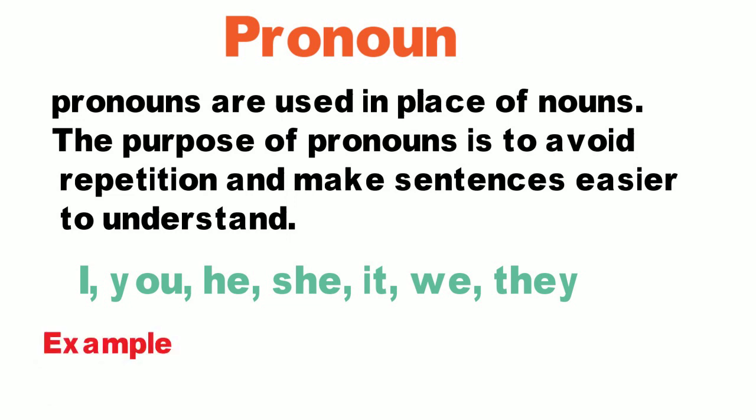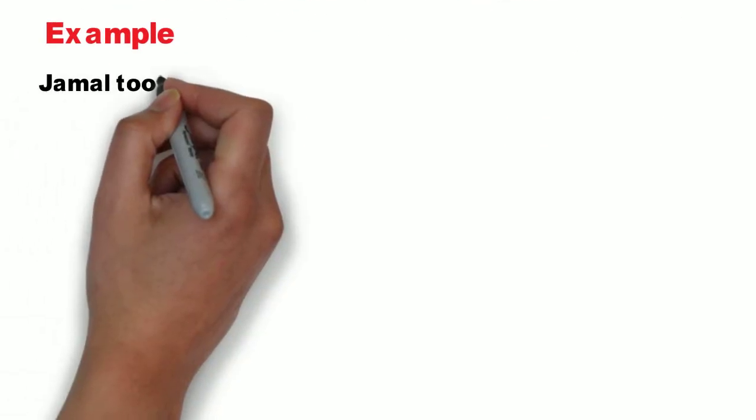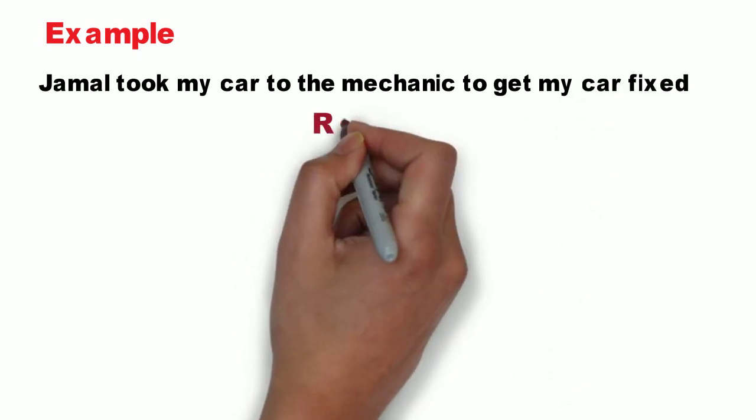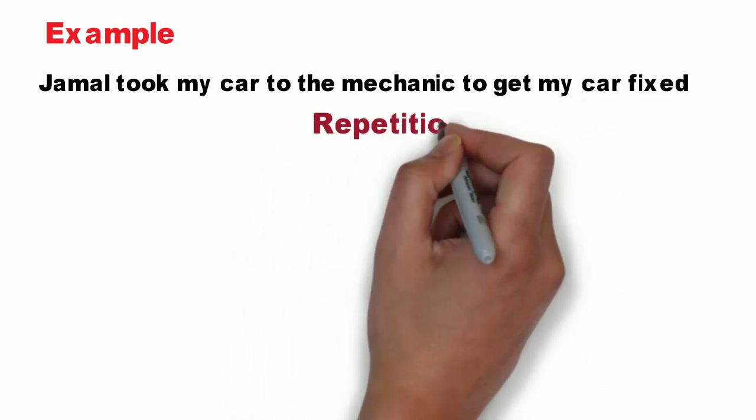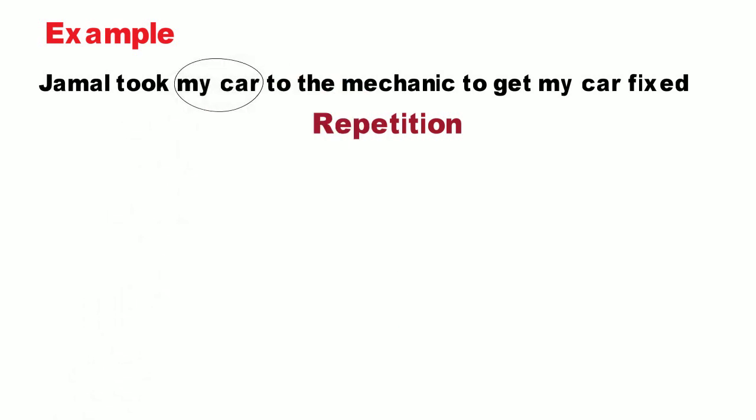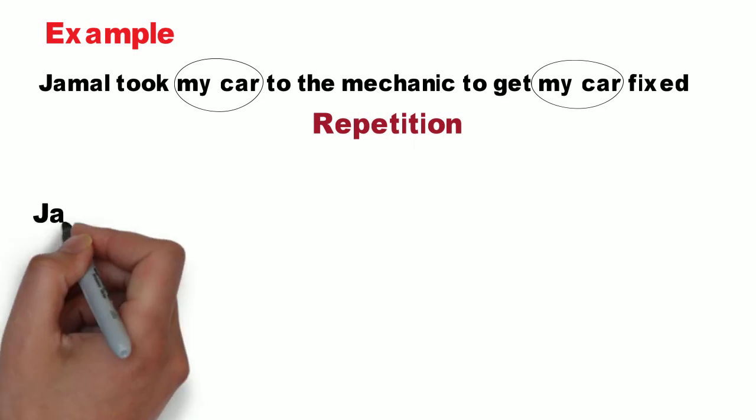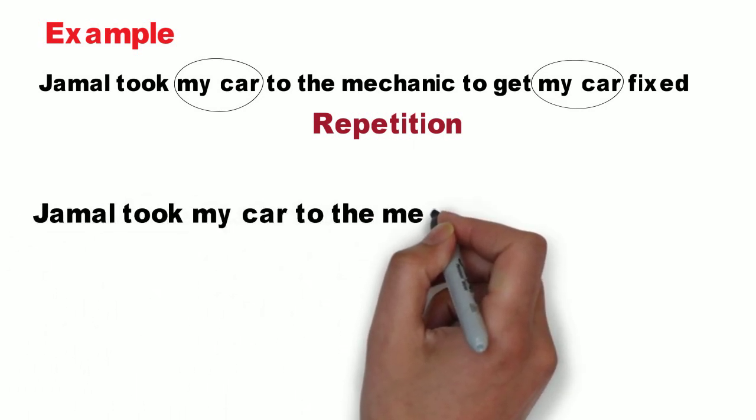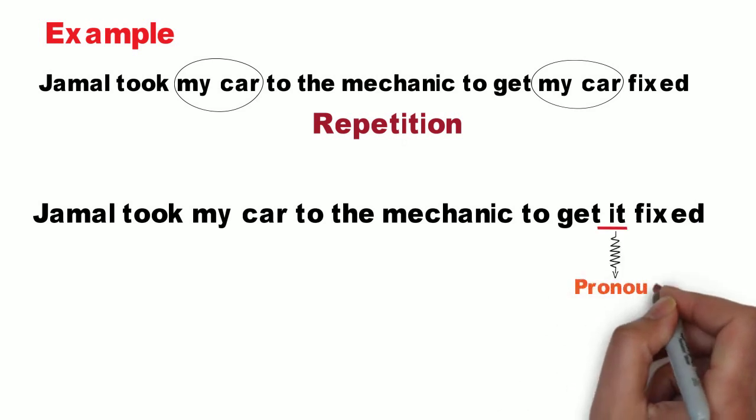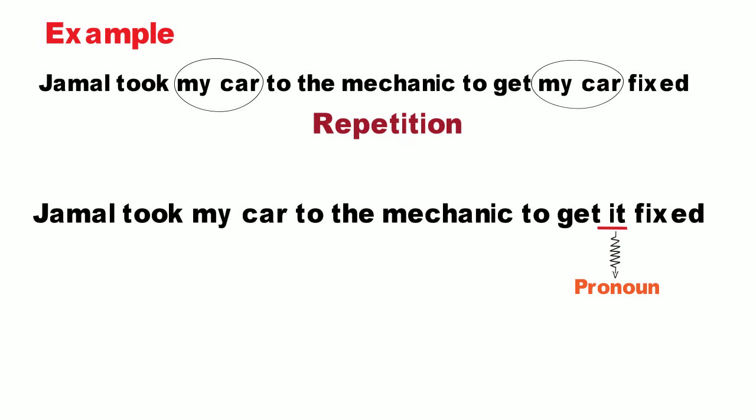Here's an example. Jamal took my car to the mechanic to get my car fixed. As you can see, the sentence doesn't sound natural because we have repetition of the two words my and car. Let's see, when we add a pronoun, will the sentence change? Jamal took my car to the mechanic to get it fixed. As you can see, the sentence sounds a lot better and it's reasonable.